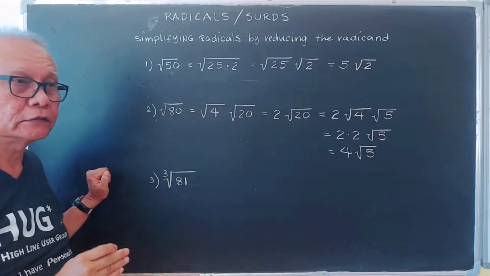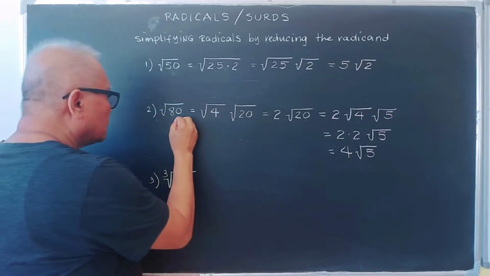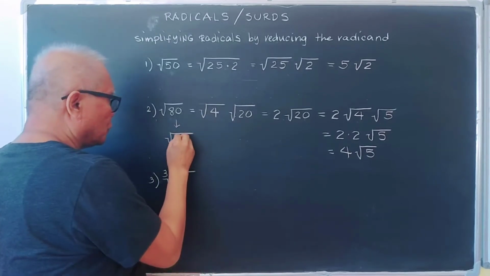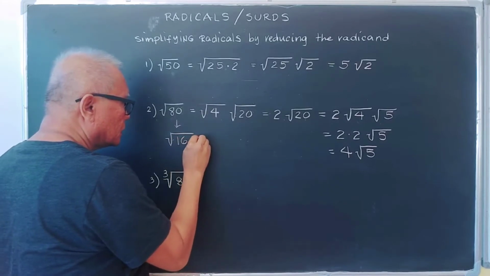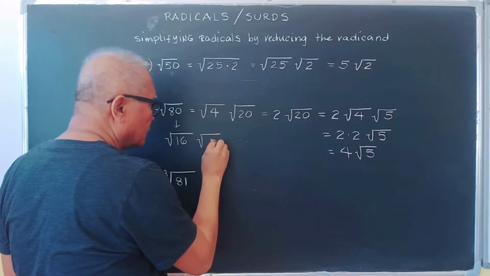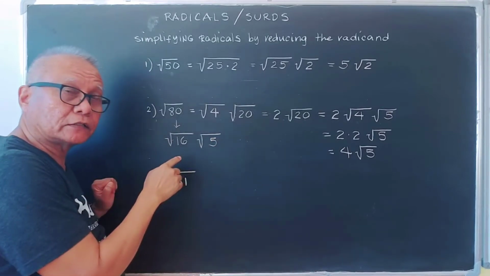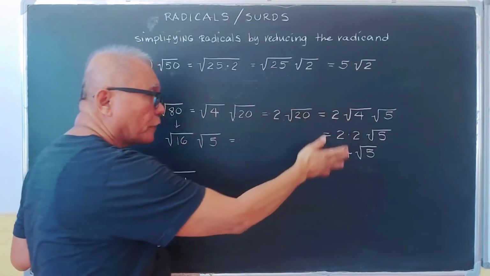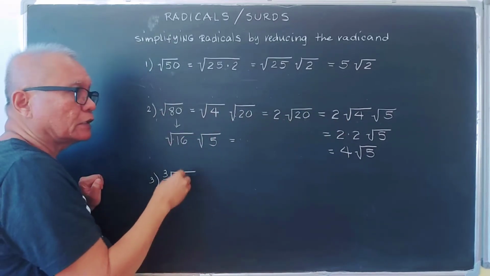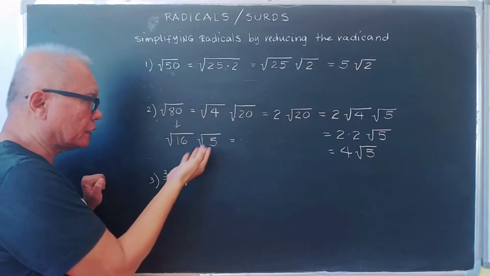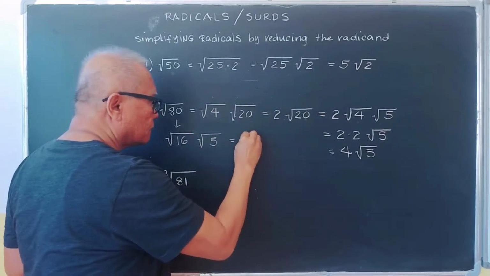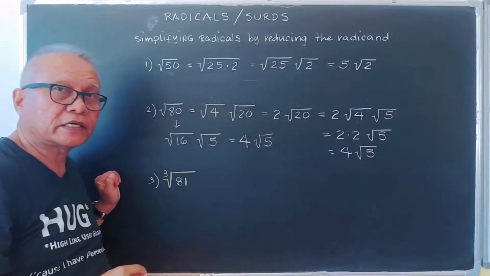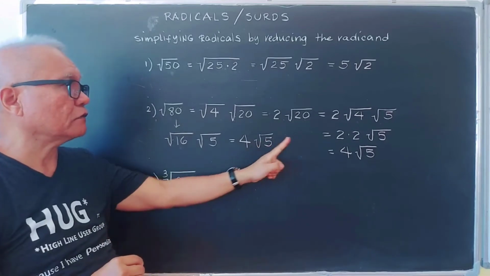Okay, now if you know that this square root of 80 can be broken into the square root of 16 times the square root of 5, then this one is the shortcut. If you can do this one, do this one. I'm just showing you the other way of solving it, the long way and the shortcut way. So the square root of 16 is 4, and then you have the square root of 5, and you have the same answer: 4 square root of 5, 4 square root of 5.